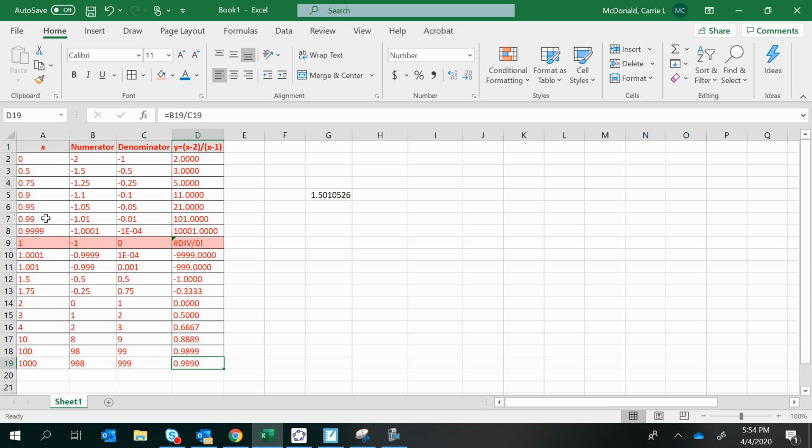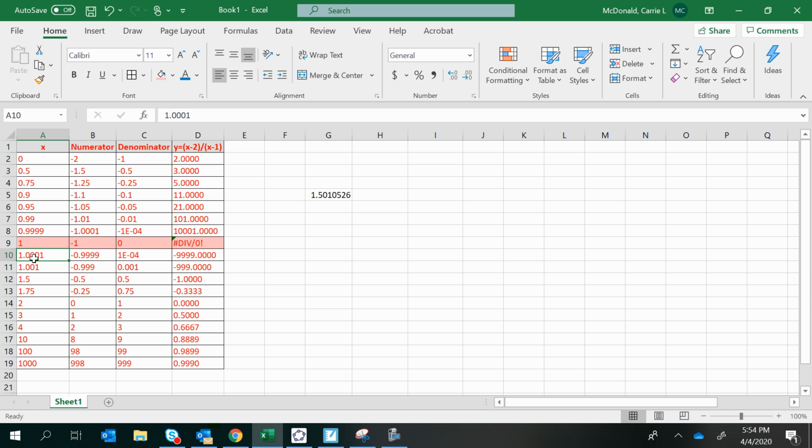So that's the behavior we're seeing on the left side of the vertical asymptote. The y values are approaching positive infinity, and as you move away from that asymptote, they're approaching the actual horizontal asymptote of y equals 1.